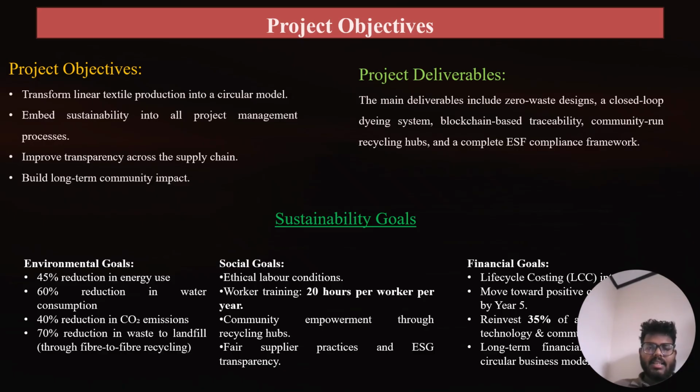Finally, EcoThread aims to reach break-even by year 5 through recycled product revenue and ESG-aligned procurement strategy. Key deliverables include a renewable power production line, a fiber-to-fiber recycling system, closed-loop dyeing, and blockchain-based traceability. These objectives directly inform the sequence, dependency, and sustainability checkpoints within the MS Project workflow.